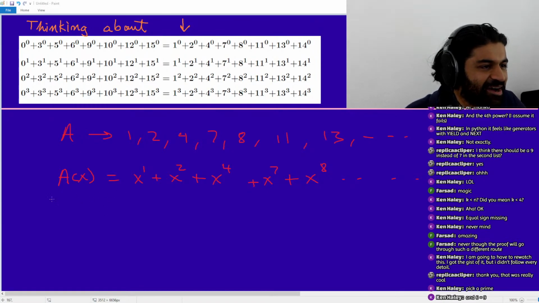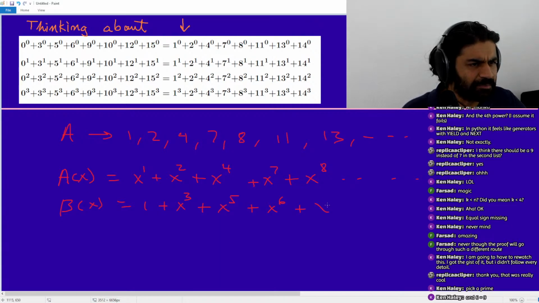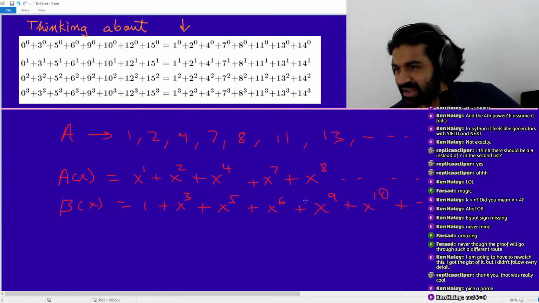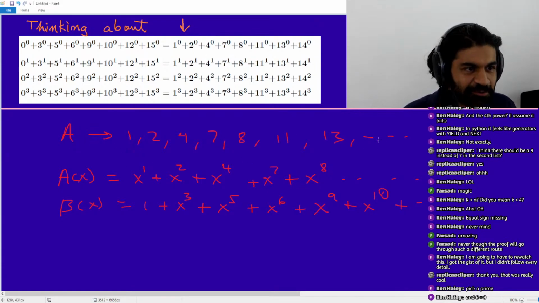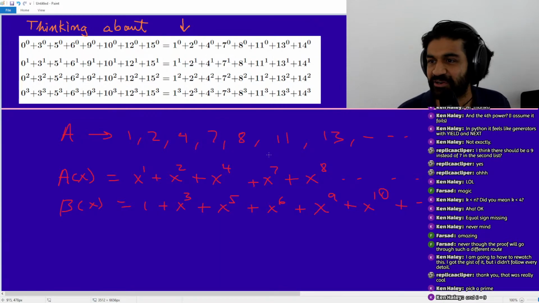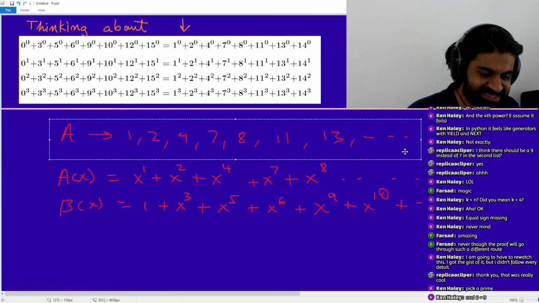Okay, and now, similarly, you can define B(x). So B(x) would be 1 plus x cubed plus x to the 5th plus x to the 6th plus x to the 9th plus x to the 10th, and so on. So basically, I took the terms and I turned them into exponents. That's the conversion I'm doing to turn these sequences into generating functions. Okay, hopefully that makes good sense.